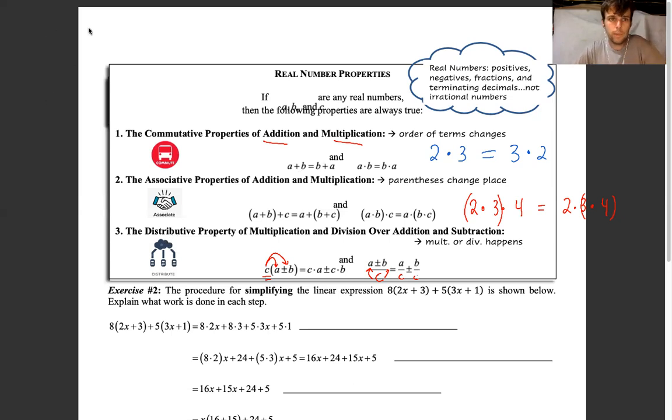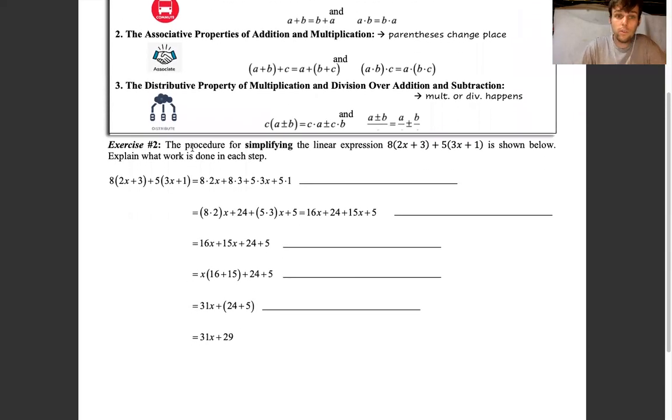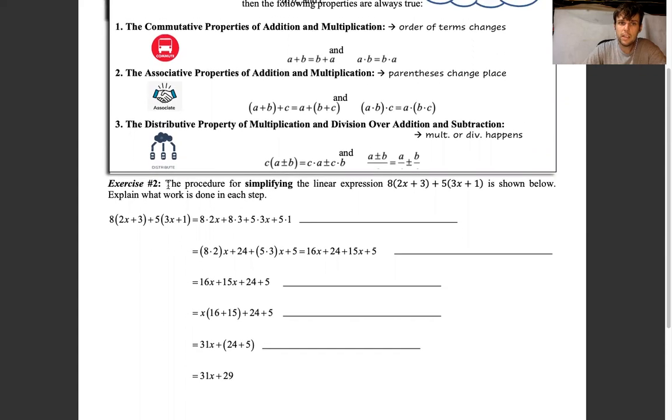All right. I'm going to go ahead and clear this and move down and take a look at this exercise here. We have exercise 2. So the procedure for simplifying this linear expression is shown below. We're going to perform the distributive property, combine like terms, all that stuff. And what we're going to do is try to use these 3 properties to explain how we are able to do that. Which one of these allows us to do what we're doing.